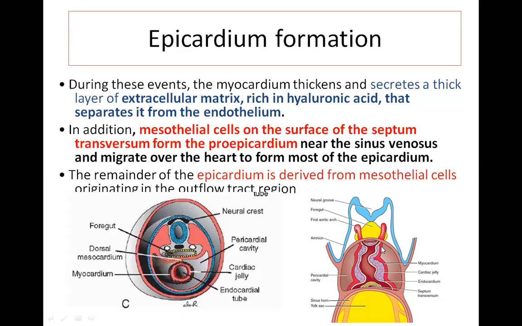Now this was the heart, this is a longitudinal section, this one is the septum transversum. So there are certain mesothelial cells situated in the septum transversum, which will form proepicardial cells near the sinus venosus, and they will migrate over the heart to form most of the epicardium. And the remainder of the epicardium is derived from the mesothelial cells of the outflow tract. So the mesothelial cells residing in the septum transversum form the proepicardium, which will form the epicardium of the heart, apart from the extracellular matrix which is secreted by the myocardium.